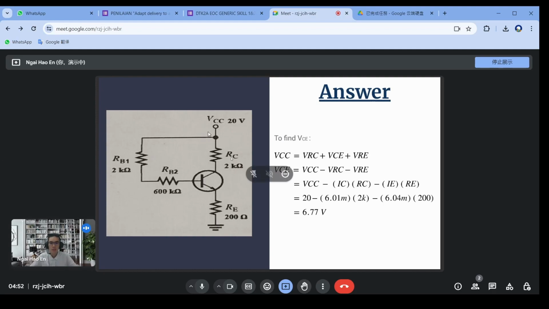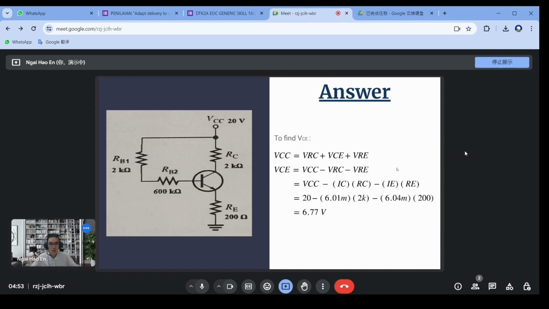Next, we see how to find VCE. Since just now we found the input, now we can find the output in this circuit. That is VCC equal to VRC plus VCE plus VRE. This equation is also based on the voltage divider rule. The current from VCC passes through RC, the transistor, and RE, and the voltages VRC, VCE, and VRE add up to VCC, that is 20 volt.